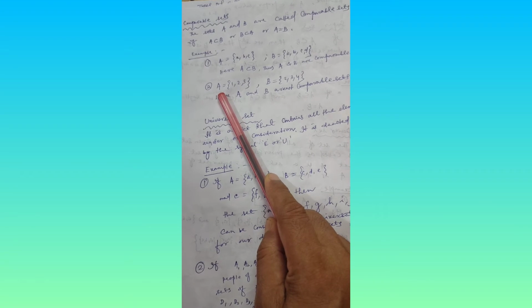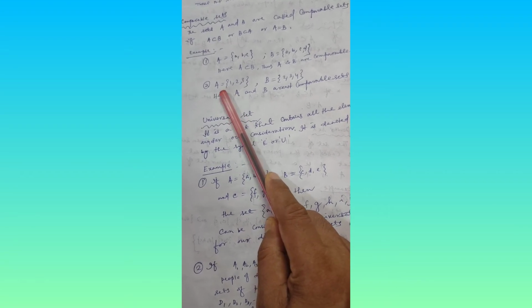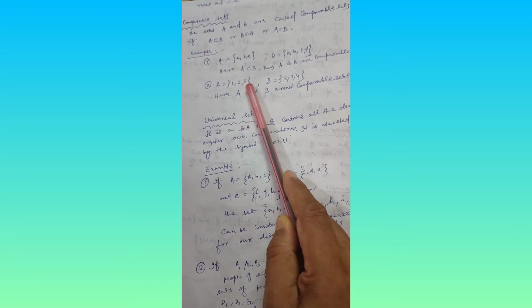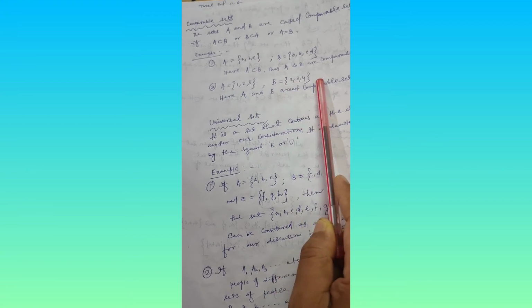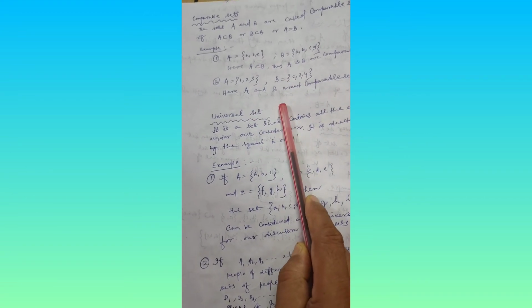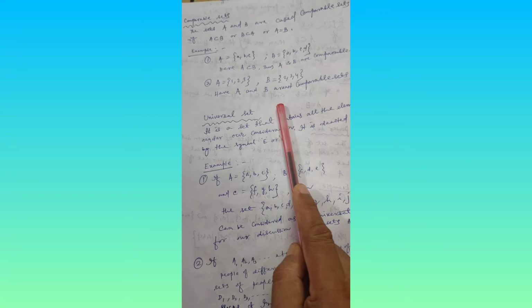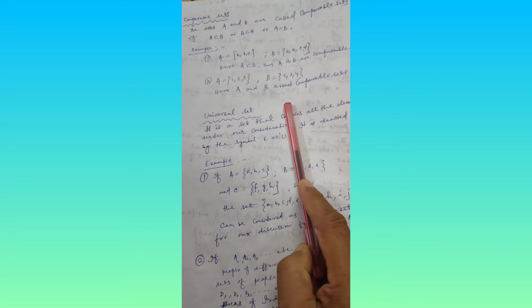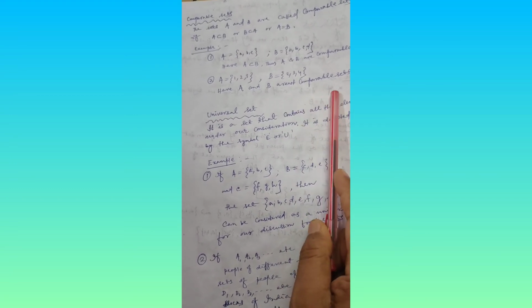Whereas we consider another example: A having elements 1, 2 and 3, B has the elements 2, 3, 4. A and B are not subsets of one another, therefore they are not comparable sets.